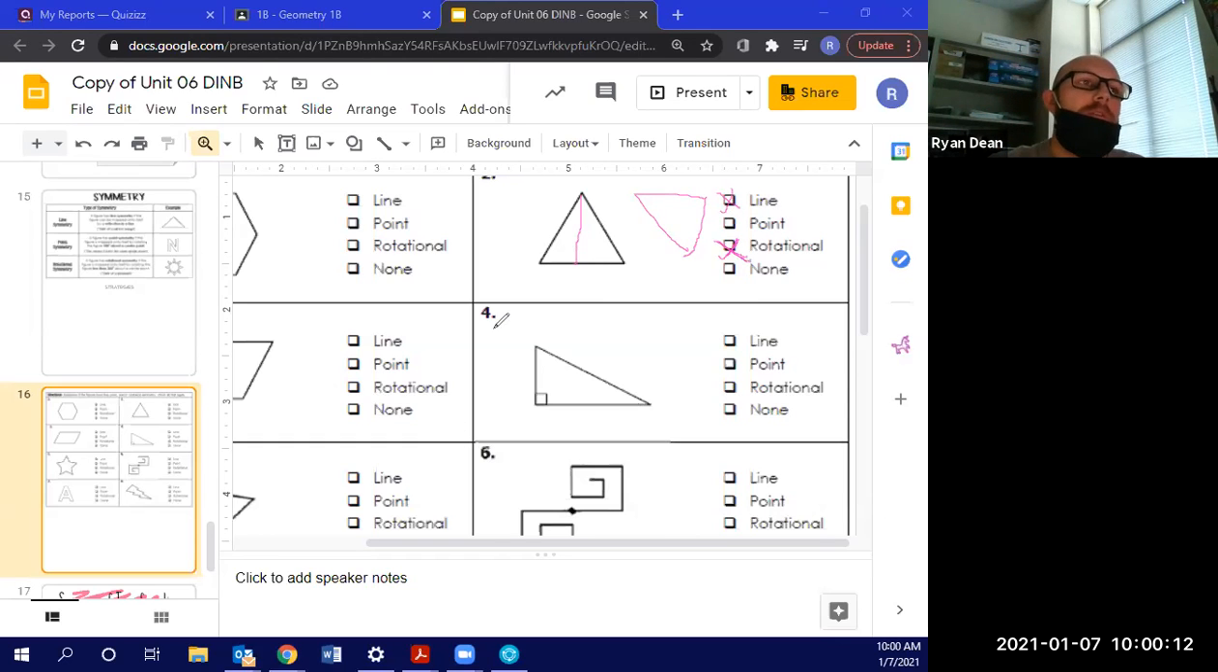This specific one does not have any because this length from here to here is not the same as this one and this one. So with triangles, something very special happens. The only two triangles that are going to be symmetric are going to be equilateral triangles and isosceles triangles. Right triangles are not symmetric.